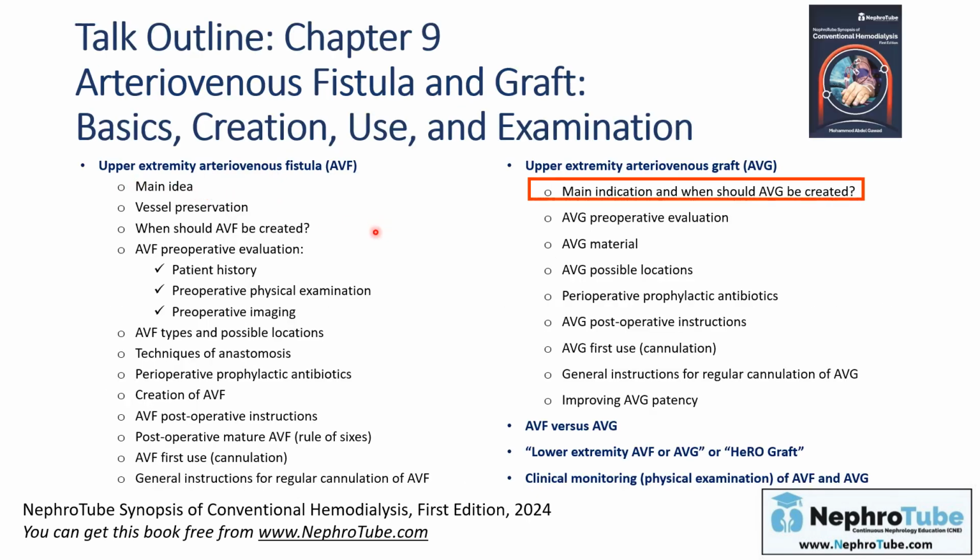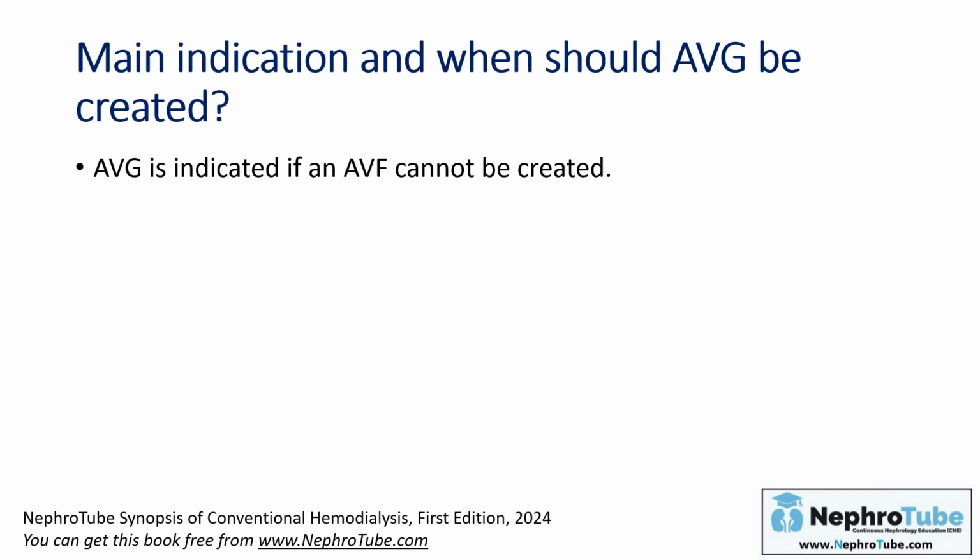We finished now talking and discussing upper extremity AV fistula. Now we will go through upper extremity AV graft. The first point to mention is what is the main indication of AV graft and when should AV graft be created. AV graft is indicated whenever AV fistula cannot be created due to poor vessels, non-distendable vessels, narrow vessels, or unhealthy vessels.